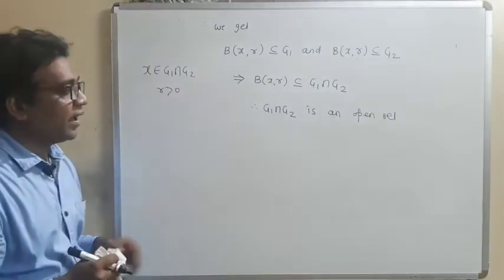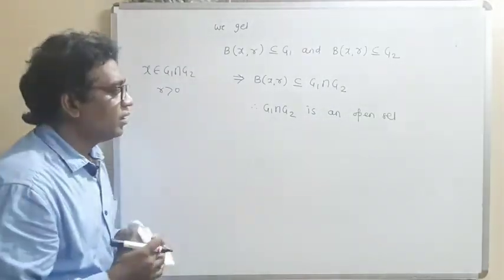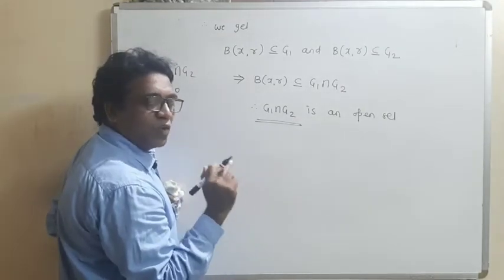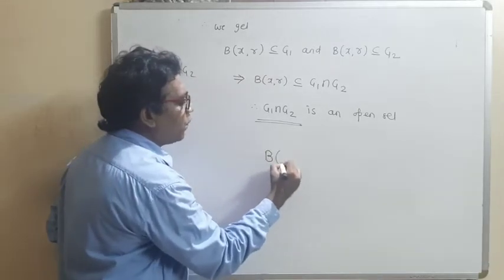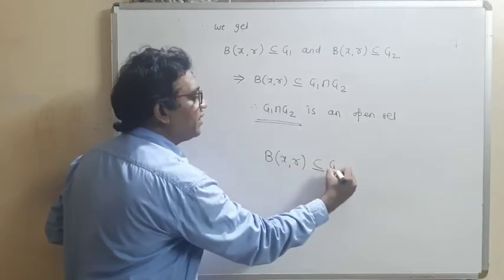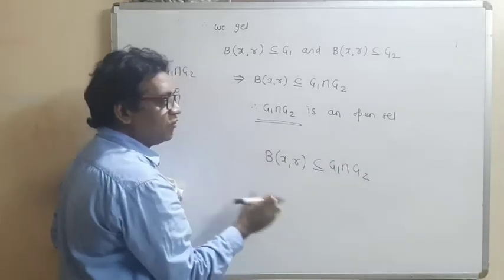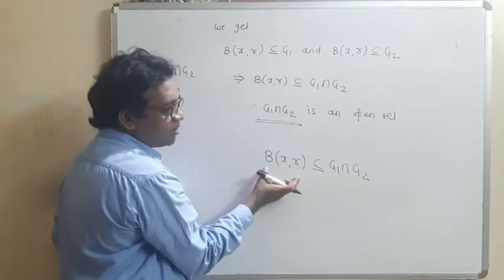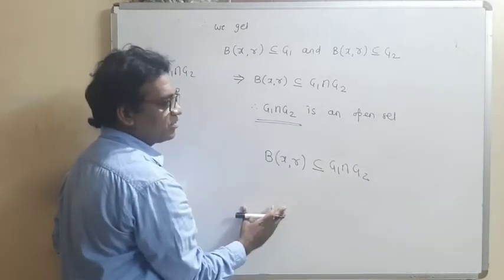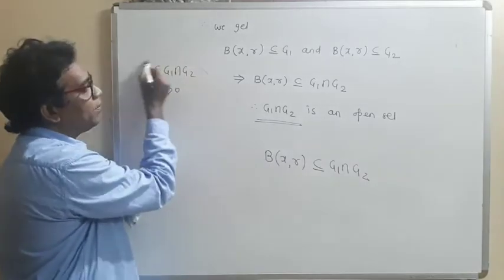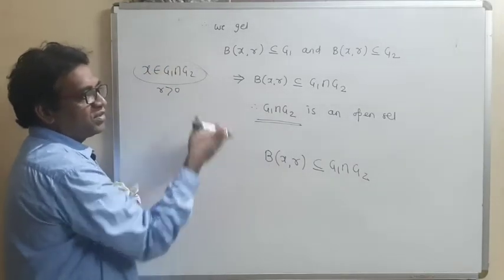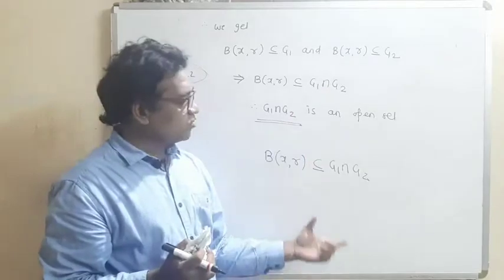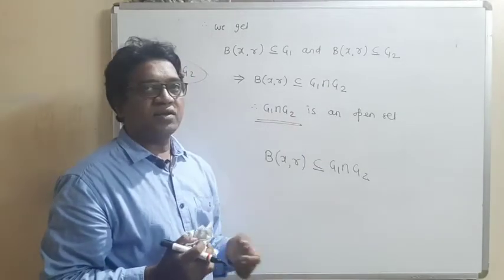See how to show that any set is an open set. What is the basic idea for showing an open set? Find some open sphere or open ball contained in the given set. Open set means finding an open sphere contained in G1 intersection G2, where X is an element of G1 intersection G2. We have shown that there exists some open sphere B(X, R) contained in G1 intersection G2. So according to the definition, this is an open set.